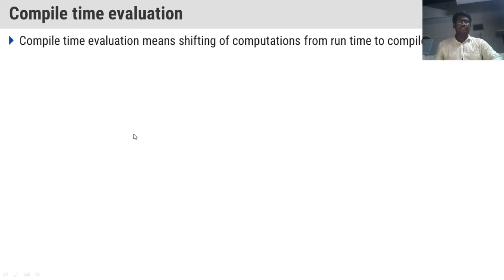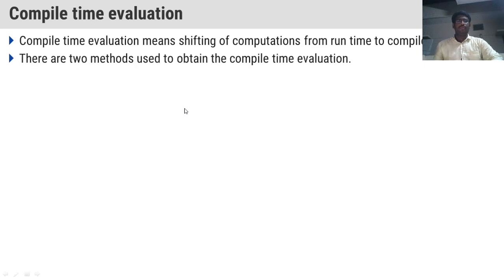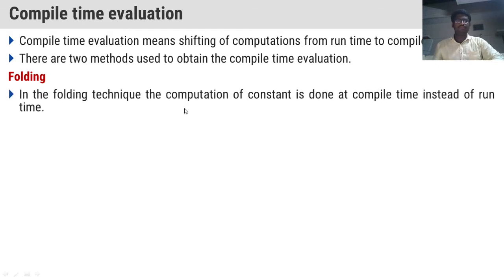So what is this compile time evaluation? Compile time evaluation means shifting the computations from runtime to compile time. Usually we reduce the time and remove the unnecessary code during runtime only. But if we shift the computations from runtime to compile time, it is called compile time evaluation. During compile time evaluation, there are two methods we will implement. One is folding. Let us see an example to understand this folding.